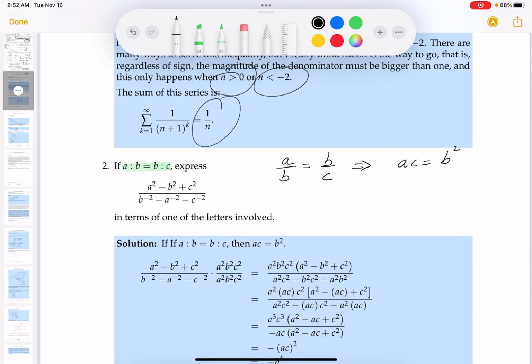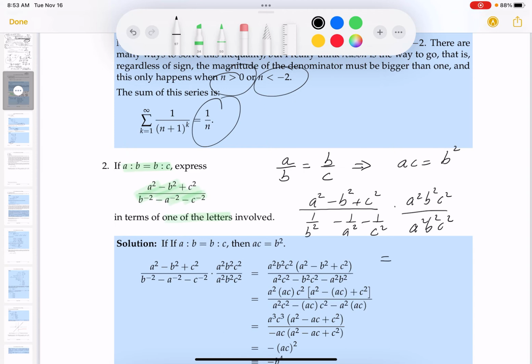Now, the next thing they ask me about is they say express this with only one of the letters. So the claim is that this could be written either in A, B, or C, but only one letter. So what I would recommend you do is simplify it right from the get-go. And what do you get? A squared minus b squared plus c squared. That's three different letters, by the way. This is 1 over b squared minus 1 over a squared minus 1 over c squared. I would get rid of the complex fraction by multiplying by the LCD, which is a squared, b squared, c squared.